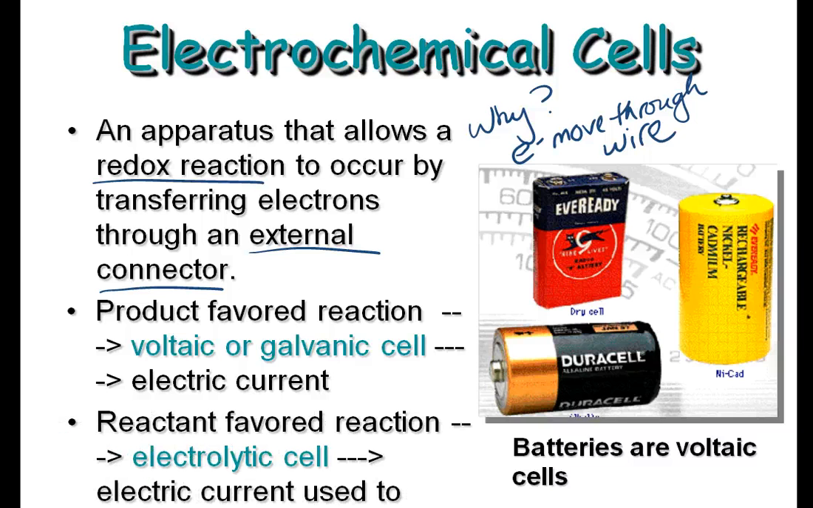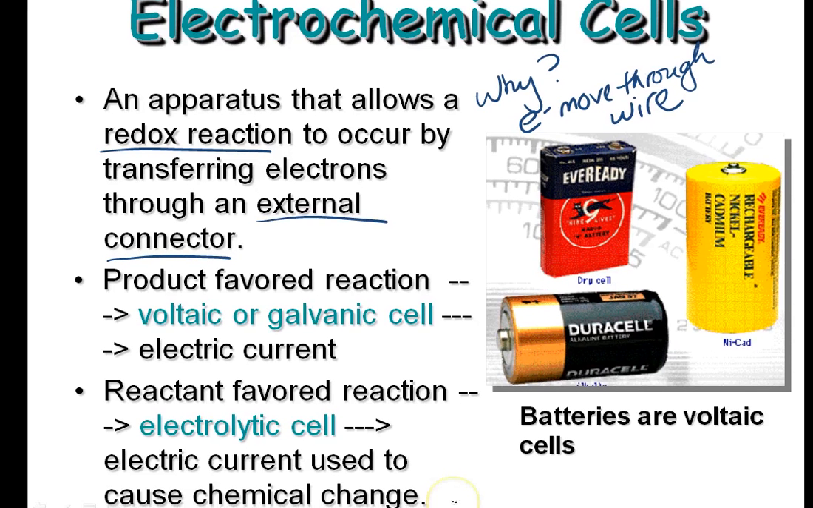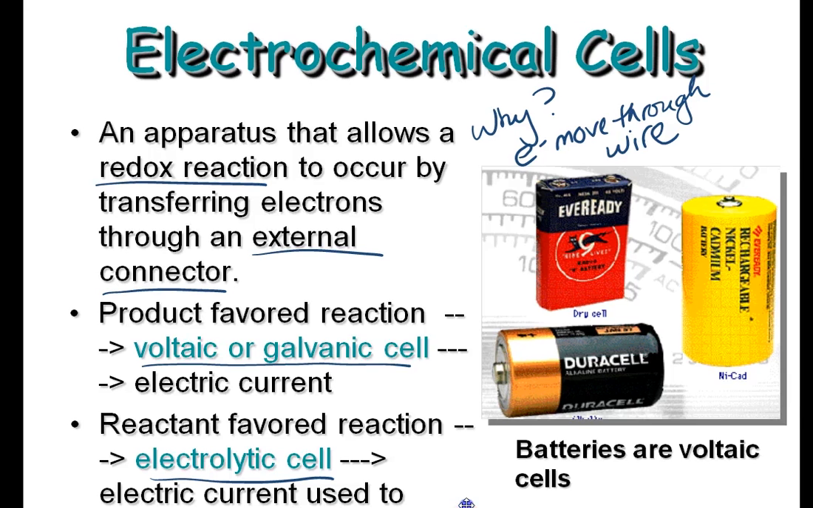Now there are two different types of electrochemical cells. We're first going to be dealing only with voltaic or galvanic cells. You may use either name; you could use them interchangeably. Those are product-favored reactions, meaning that they're spontaneously going to happen. And those are the types that we are going to be drawing first. You also have a reactant-favored type, which is an electrolytic cell. What that means is it's going to require an electric current first in order to cause a chemical change. So there are multiple different types that can happen.